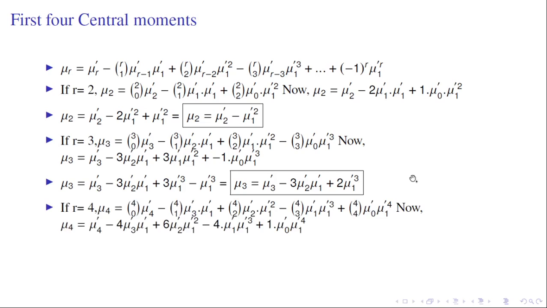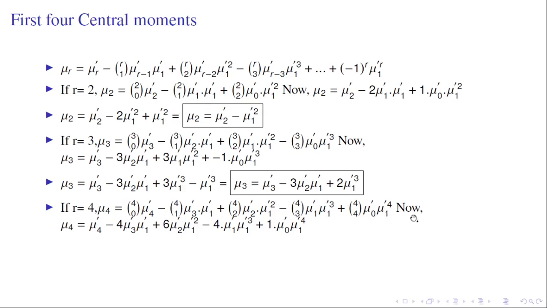Similarly, if r is equal to 4, mu 4 is equal to 4c0 mu 4 dash, minus 4c1 mu 4 minus 1 dash mu 1 dash, plus 4c2 mu 4 minus 2 dash, that is mu 2 dash mu 1 dash whole square, minus 4c3 mu 4 minus 3 dash, that is mu 1 dash, mu 1 dash whole cube in the formula, plus the last term is 4c4 mu 4 minus 4, mu 0 dash, mu 1 dash power 4.